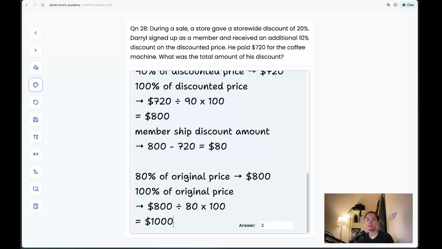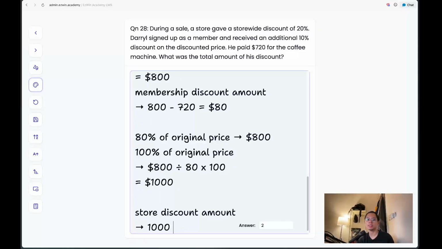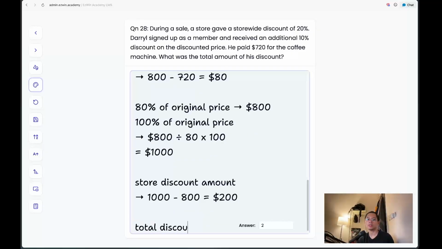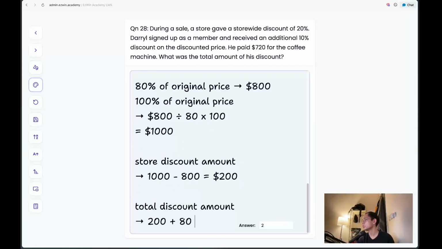What about the store discount amount? In this case it is 1,000 minus 800, which is 200. So the total discount amount is equal to 200 plus 80, in this case equal to 280. The answer is 280.